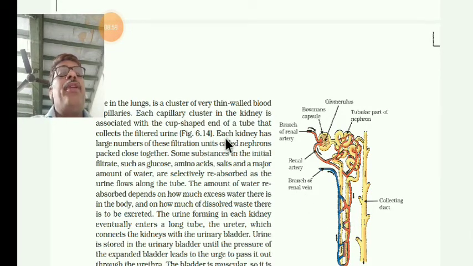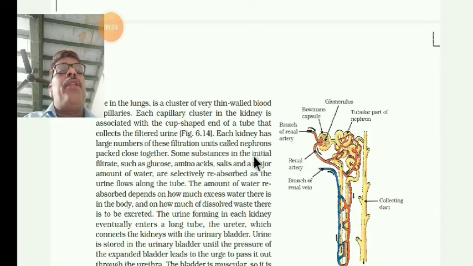Each kidney has a large number of filtration units called nephrons, N-E-P-H-R-O-N. So what is a nephron? Each kidney has a large number of filtration units, called nephrons. Millions of nephrons are packed close together. See, this is the Bowman's capsule and this is the glomerulus. And here the renal tubes, and here filtration takes place.